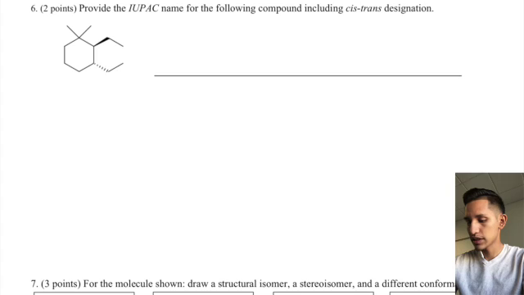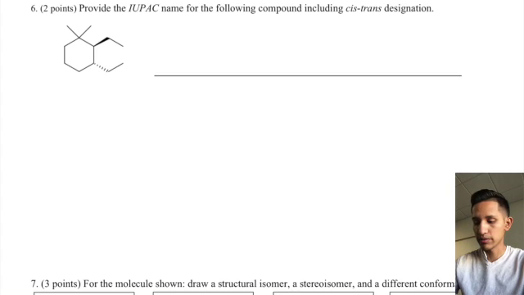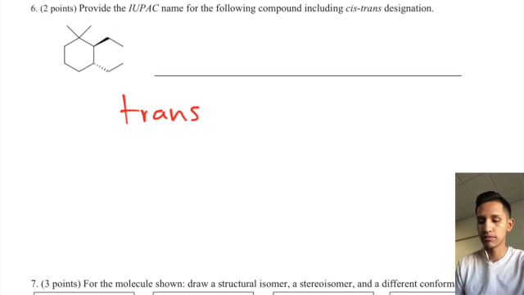So the very first thing is let's figure out whether it's cis or trans. And so we've got a wedge and a dash, and so that is trans. If we had a wedge, cis. If we had a dash, that would be also cis. But whenever you have a wedge and a dash, that is trans. So we've got trans, and so that's going to be the first part of our name. So we'll add that on there.